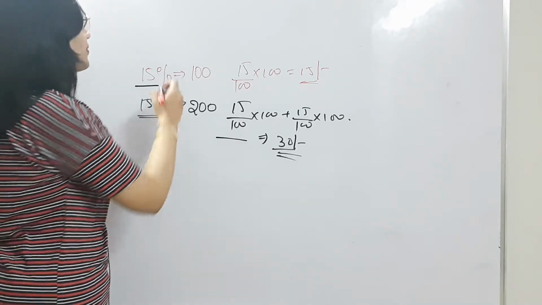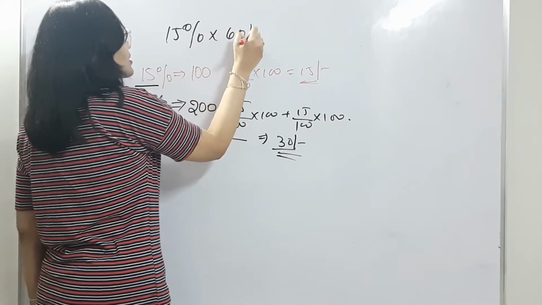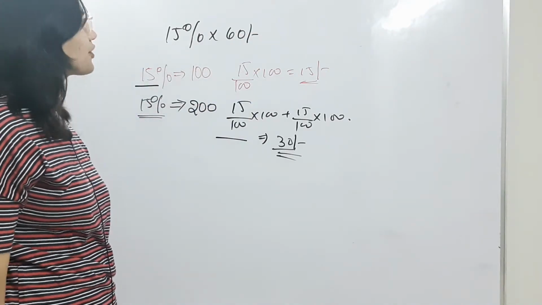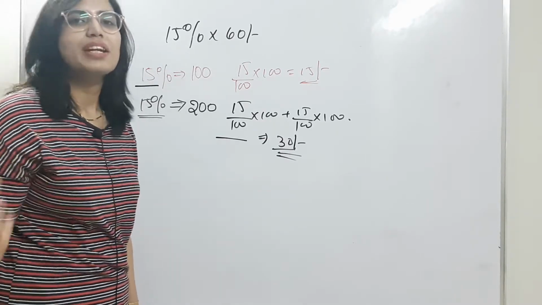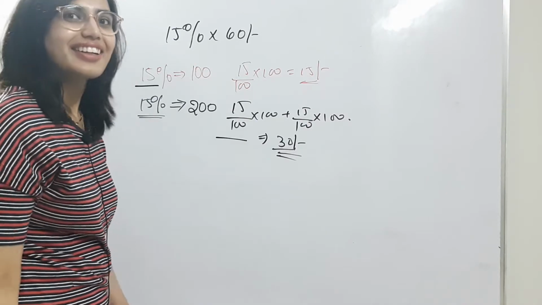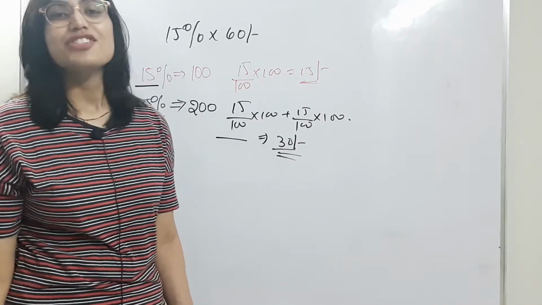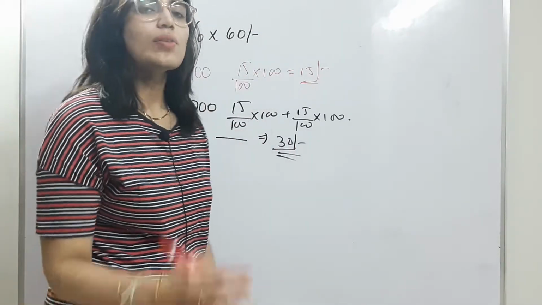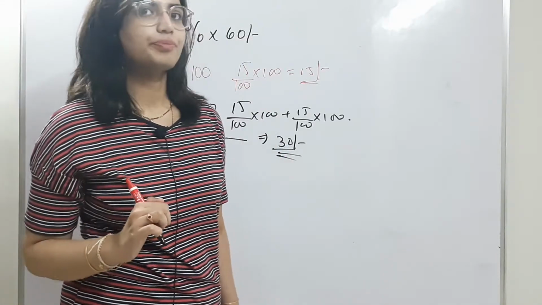For example, I would say 15% of 60 rupees. How do you do this? You can write 15 by 100 into 60, right? But you don't have time, you don't have pen and paper, you need to calculate it quickly. How do you do this? You know for a fact that 15% of 100 is how much? 15 rupees, right? Now, you need to divide by half because 60 rupees is nearer to 50.